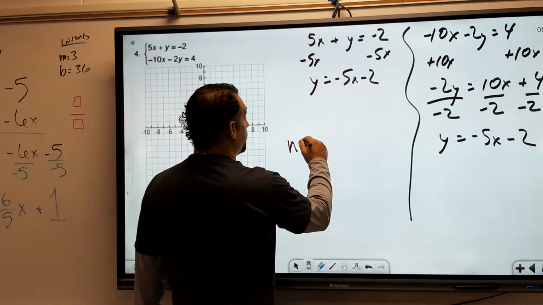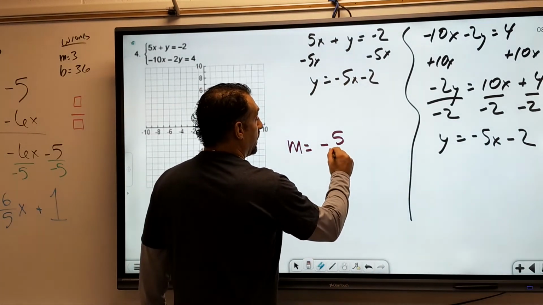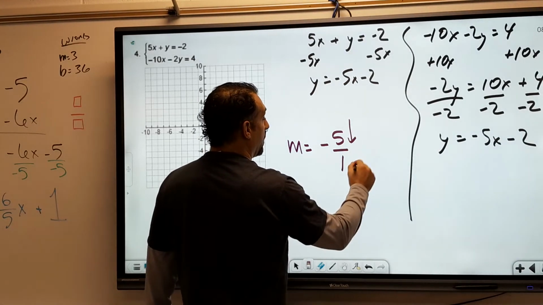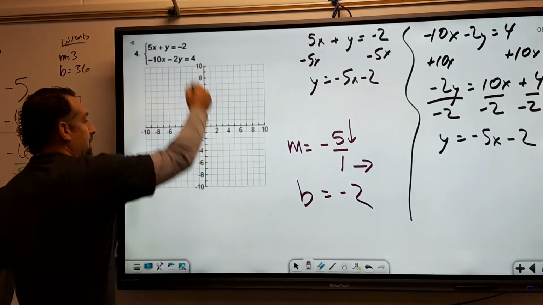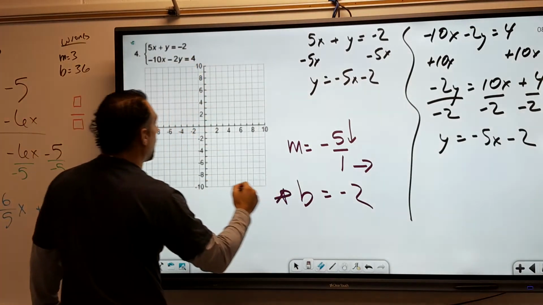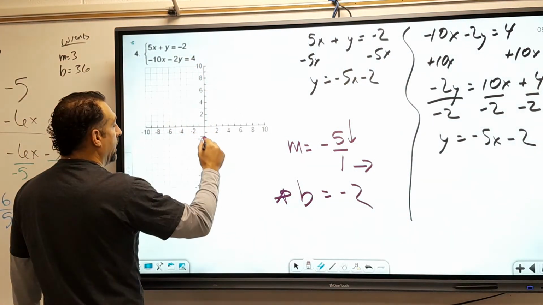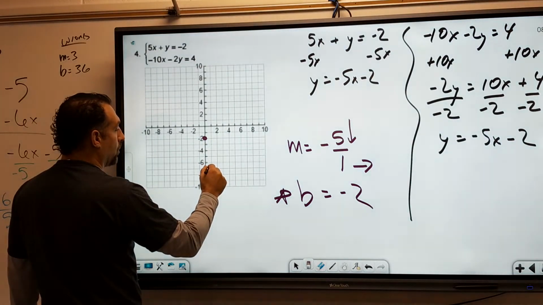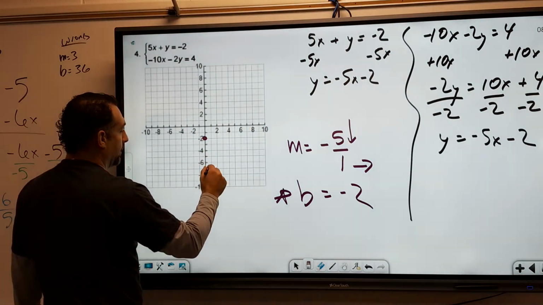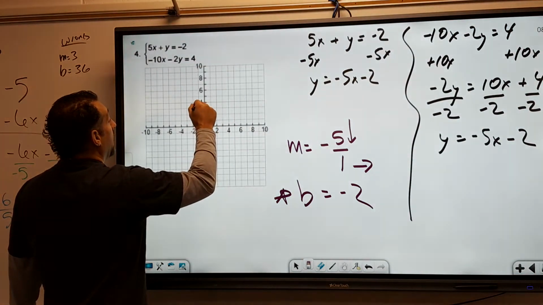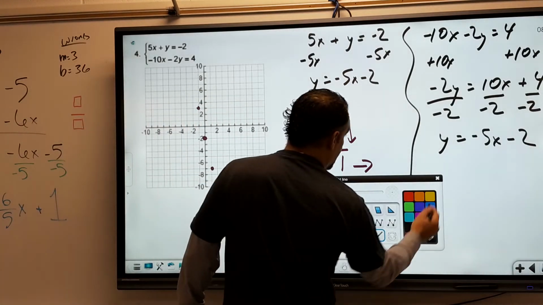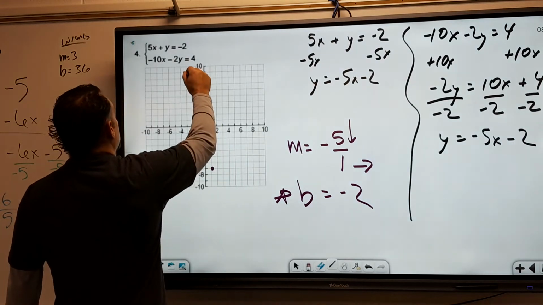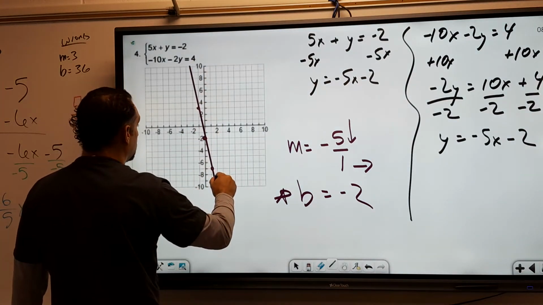Alright, the slope for each of them will be a negative 5. Now make it a fraction. That's a down and an over. And the b value will be negative 2. So on this y-axis, this determines where we start, at negative 2. It'll go down 5 over 1. We could graph one line and then the other one, but you're just going to graph it on top of itself because they're coinciding.